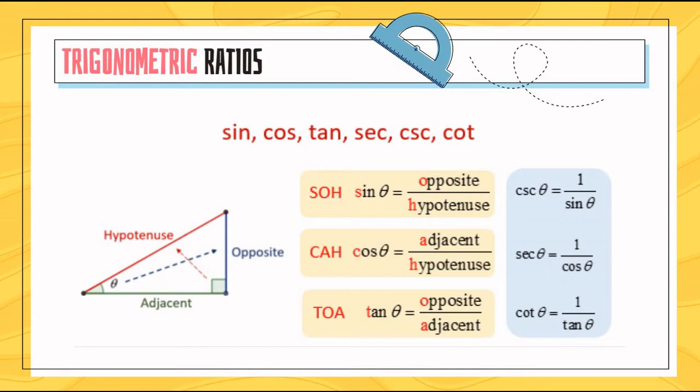And there is no need to actually remember the other ones, which are cosec, sec and cot theta, because cosec theta is nothing but 1 by sin theta, sec theta is equal to 1 by cos theta, and cot theta is equal to 1 by tan theta.